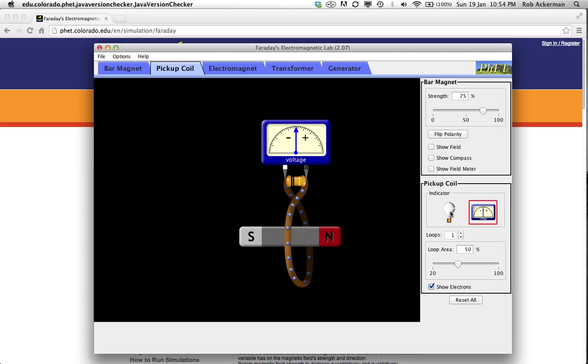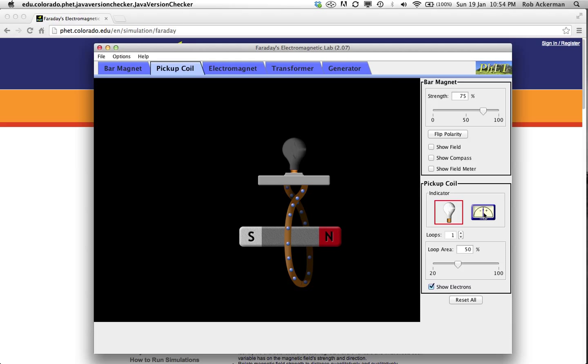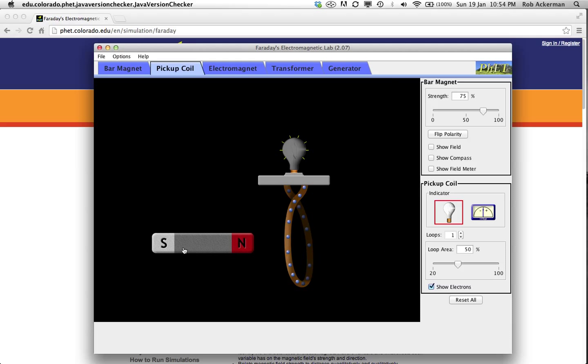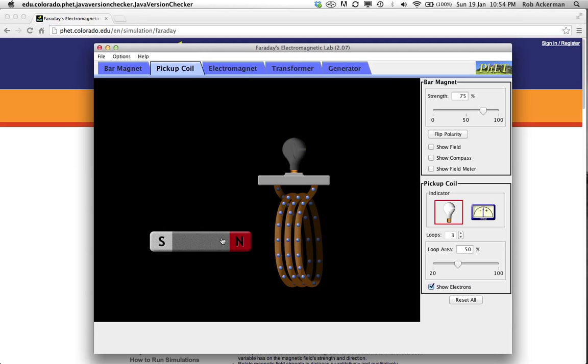This is probably better shown if I replace the voltmeter now with a light bulb, because you're going to see the light bulb goes on when I move the magnet. If I have more loops, I get a brighter light bulb. And also if I move slowly, I get a little bit of light. But if I move rapidly, I get a lot of light. So what is this telling you about magnets and electricity?